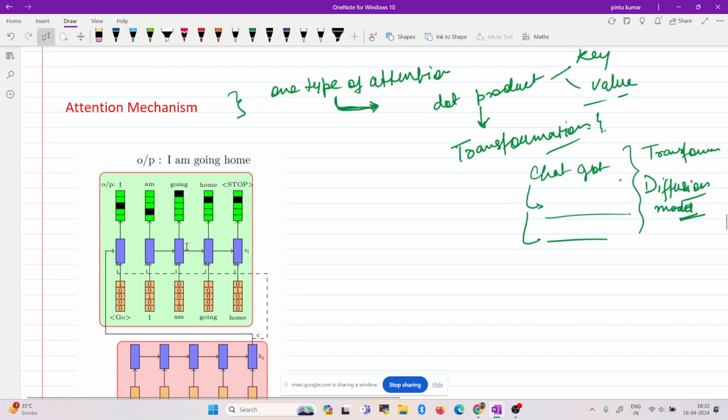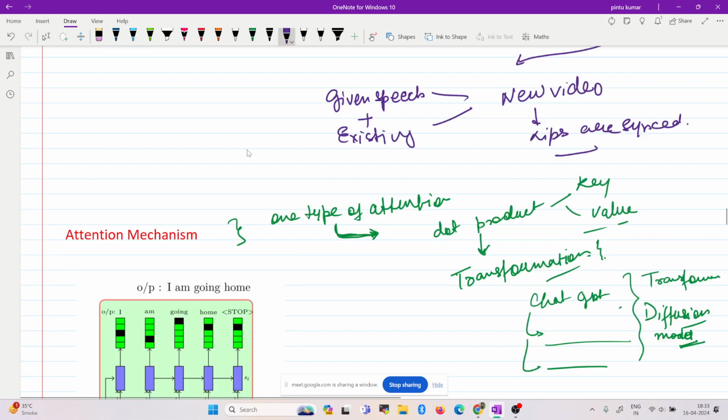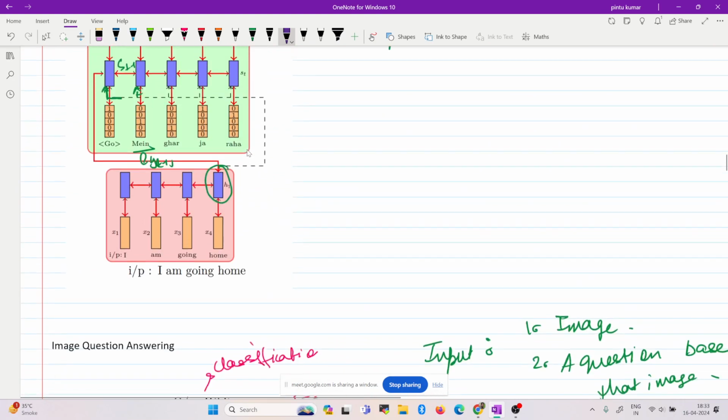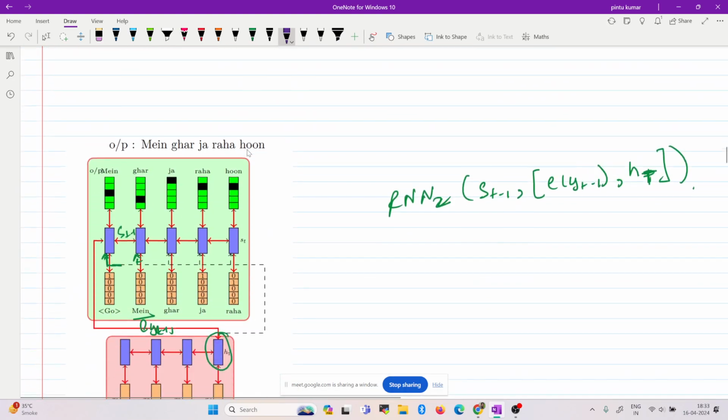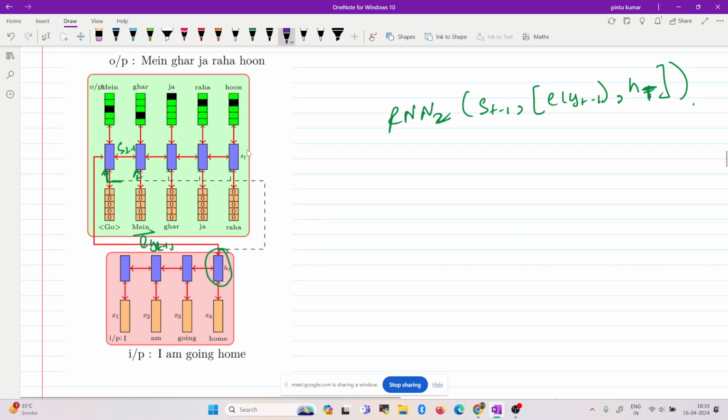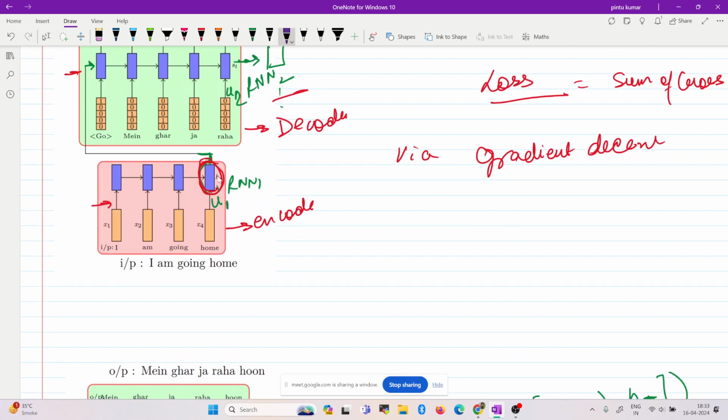Okay, now coming back to the attention mechanism. If you look at the machine translation example that we did, we used the final layer of the RNN of our encoder, and we passed that final output to the second RNN, that is your decoder RNN. So what does this final output of your encoder represent?